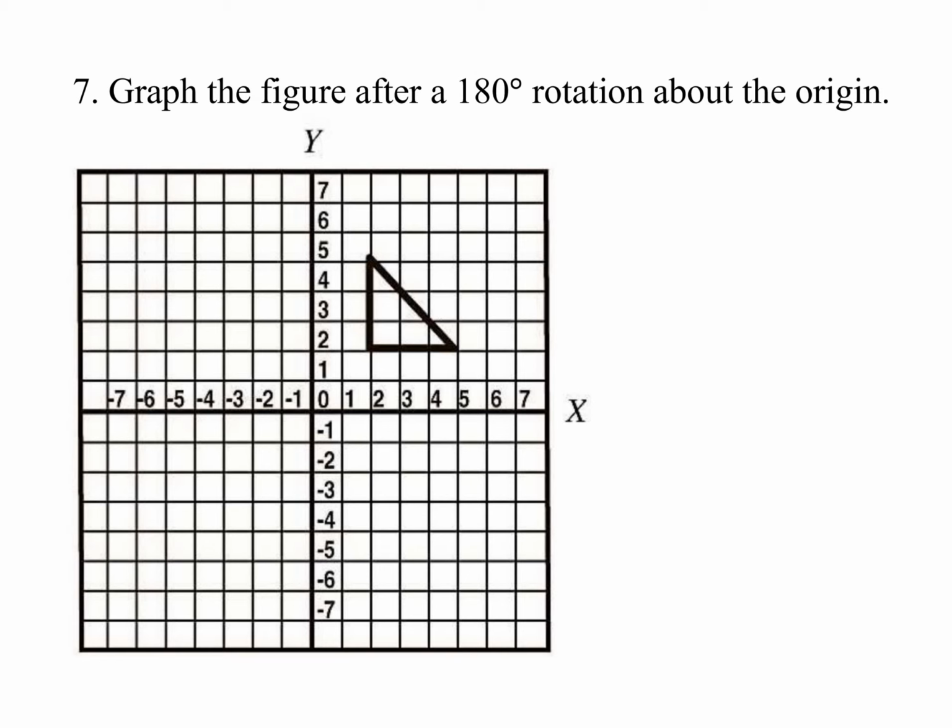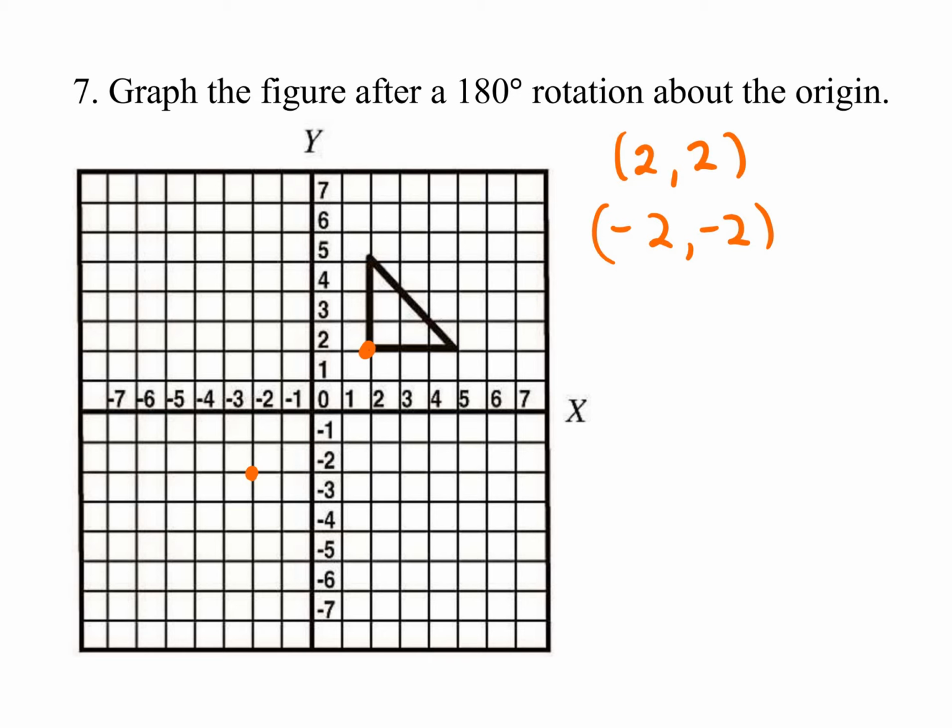A 180 rotation. So when we talked about our little cheat sheet notes, we said that 180 is the only one out of those 5 that does not switch x and y, but it does switch both signs. So I'm going to take this point, 2, 2, and that's going to become -2, -2. So right here.